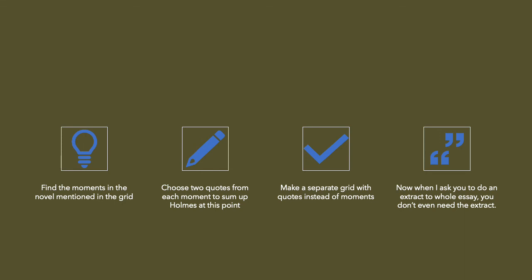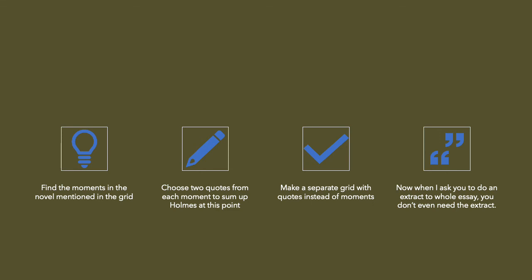Once you've chosen your 2 quotes for each moment, I want you to make a separate grid, so like the one we've just done, but where the moments are, replace those with the quotes. So you'll basically have a page full of quotes, but each quote will relate to Holmes's personality type at that point. So you'll have quotes where Holmes is an expert or critical, quotes when Holmes is an expert but quite gracious, quotes for when Holmes is stagnated and critical, and quotes for when Holmes is stagnated but quite gracious with it.